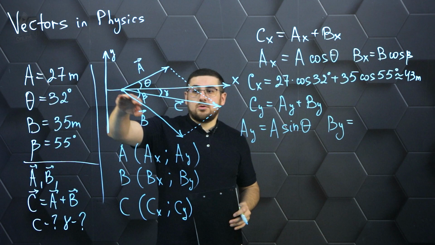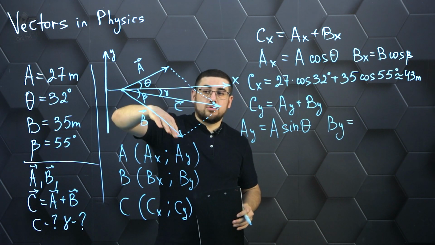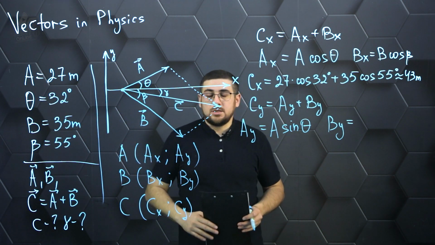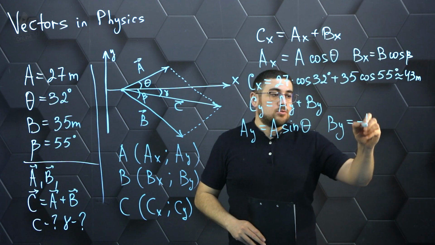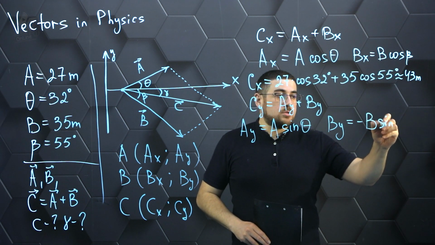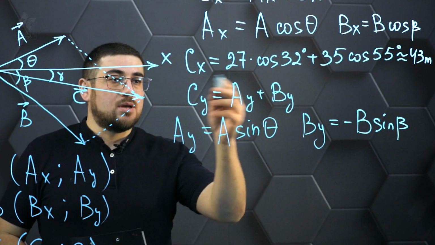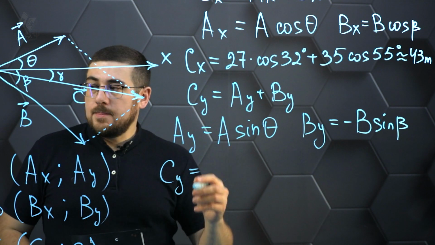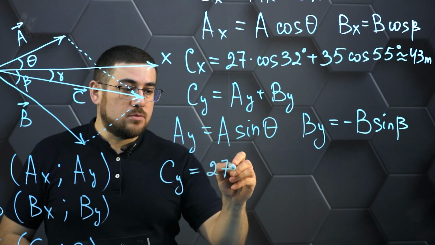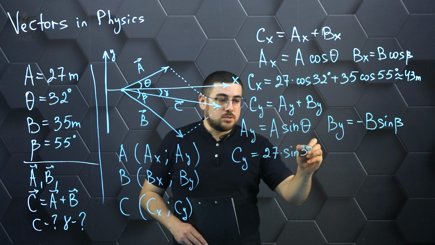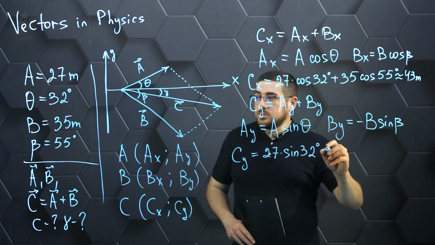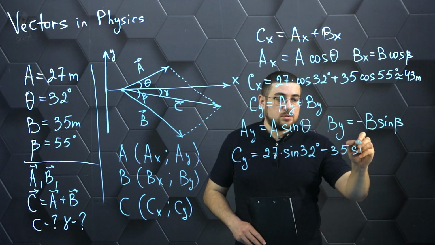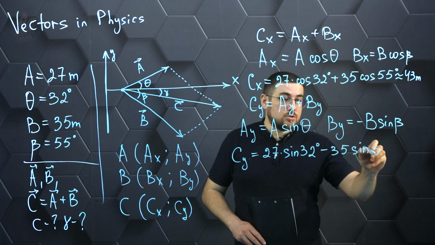Here we pay attention to the fact that By, i.e., the vector itself, is inclined below the x-axis, and in this case it goes to the negative region of the y-axis, so its component will go with the minus sign: minus B times the sine of the angle. Therefore, in order to calculate the y-axis component of vector C, we apply the following formula. A multiplied by the sine of 32 degrees and then subtracting 35 times the sine of 55 degrees.